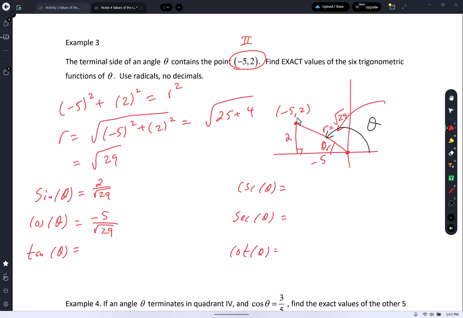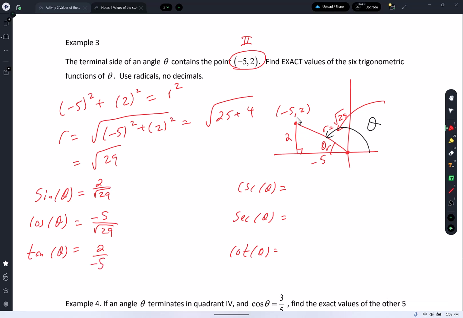Cool or not cool? Tangent. What's tangent, guys? Not everyone at the same time. Yeah, 2 over -5.